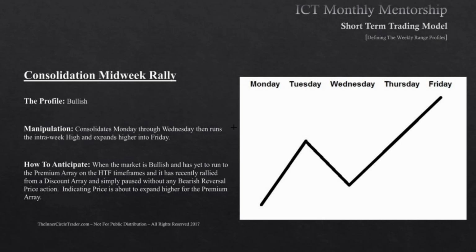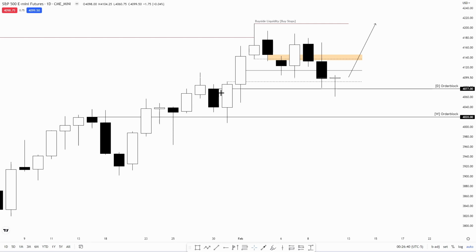Now let's go back to the daily time frame, but remember this profile. Monday rallies straight away, Tuesday and Wednesday form a retracement, and then we expand higher going into Friday. Looking one more time at the chart, our premium array is this buy side liquidity, the buy stops, and market has recently rallied from a discount array, which is the daily bullish order block, which means that price is about to expand for the buy side liquidity. That's what we anticipate for the next week. I think this perfectly lines up with our analysis and what we want to see.